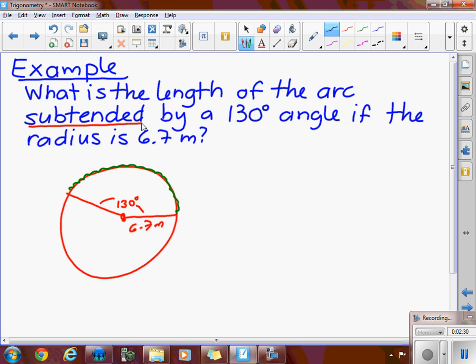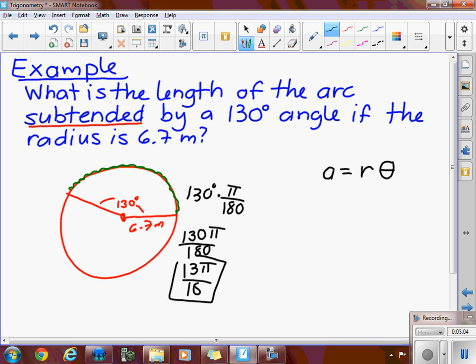The formula that we know is arc length is equal to the radius times the angle. But remember, the angle has to be in radians, and we're given the angle in degrees. So first off, we have to remember that 130 degrees in radians, we just take that and multiply it by pi over 180, and that gives us 130 pi over 180, or in simplest form, 13 pi over 18. That is 130 degrees in radians.